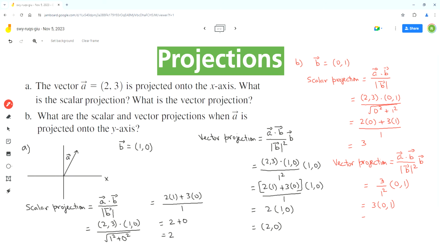And now we can do this scalar multiplication. So we multiply both components by 3. So we get 0, 3. So this is the vector projection for vector A on the y-axis. So this should be the final answer. So these are the steps you have to keep in mind to solve a problem like this one.